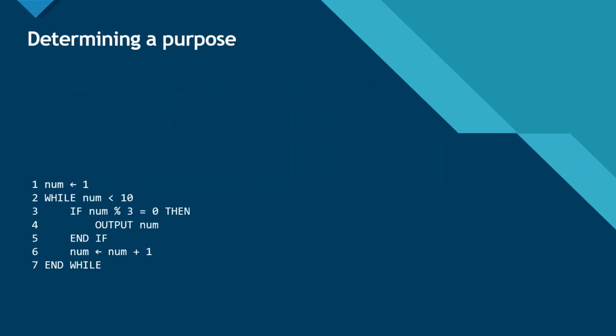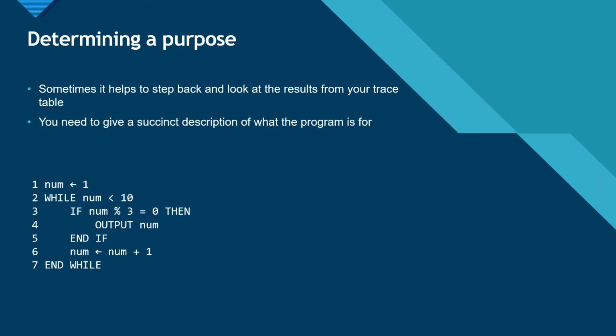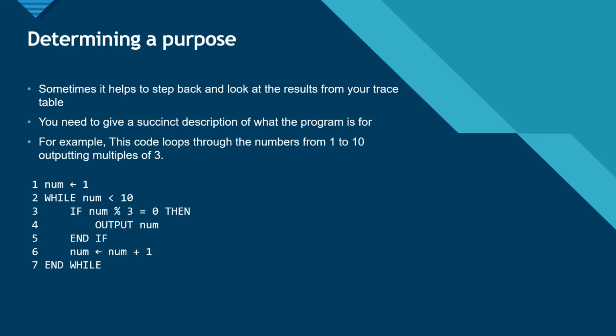Before you try to write down the purpose of an algorithm, it helps to step back and look at the results from your trace table. You're looking to give a succinct description of what the program does, such as in this example, the code loops through the numbers from 1 to 10, outputting multiples of 3. Sometimes students can tend to try and give a blow-by-blow account of what happens as the program is executed. That is not what is being required at this point.